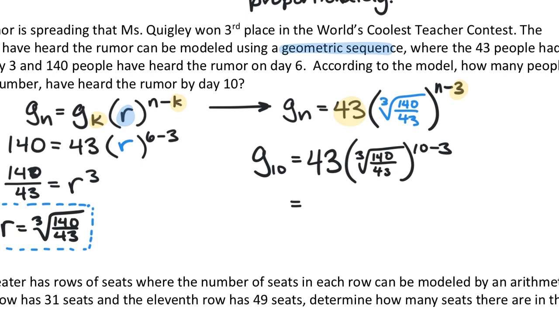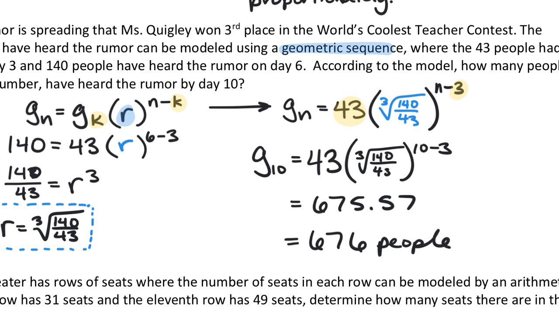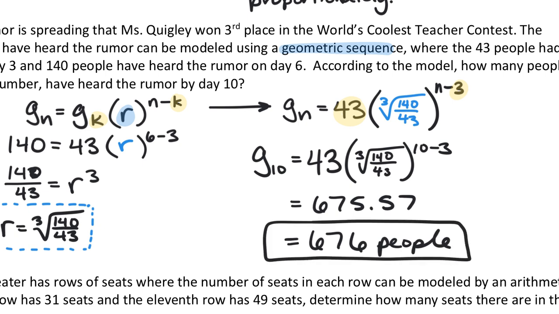What did you get? Okay, what did you guys get when you typed it in? 675.57, but it does ask us to round to the nearest what? Whole numbers. So there's approximately 676 people who have heard this awesome rumor by day 10.